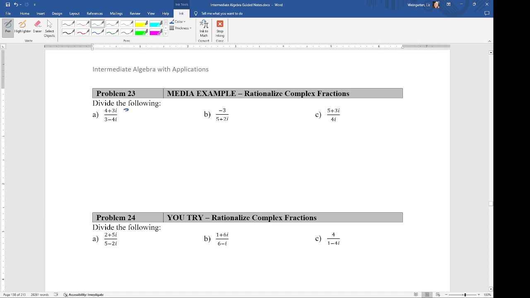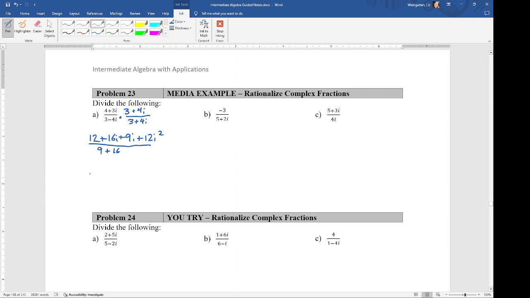So the conjugate is going to be 3 plus 4i over 3 plus 4i. So let's get that denominator done first because it's going to be so easy. 3 squared is 9, 4 squared is 16. On the top, I will FOIL it. First is 12, outside is 16i, inside is 9i, and last is 12i squared.